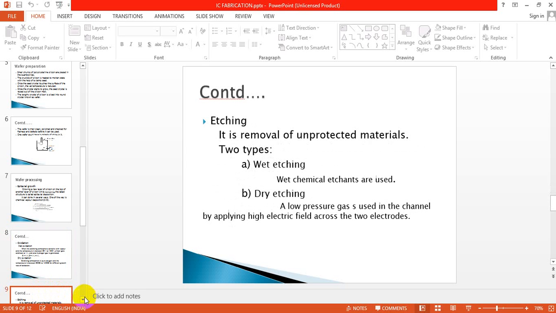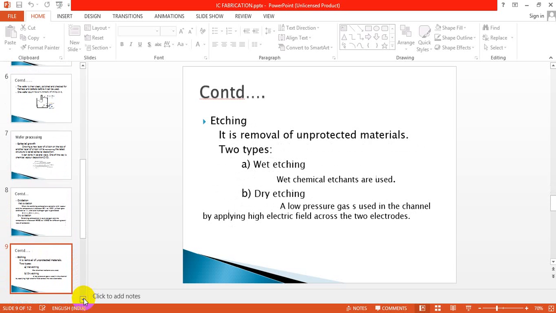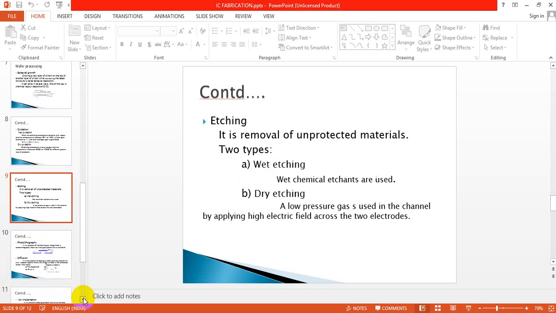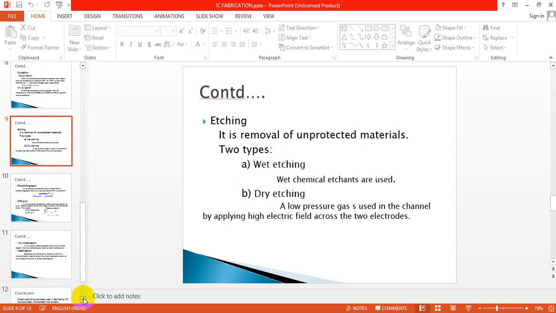And the third process is etching. Etching is the removal of unprotected materials. There are two types of etching. One is wet etching and the other is dry etching. So, what is wet etching? Wet chemical etchants are used by immersing the wafers into baths of liquid chemicals. The exposed films will be etched away, leaving unetched those regions of the film that were masked with photoresist or other films. Now dry etching.